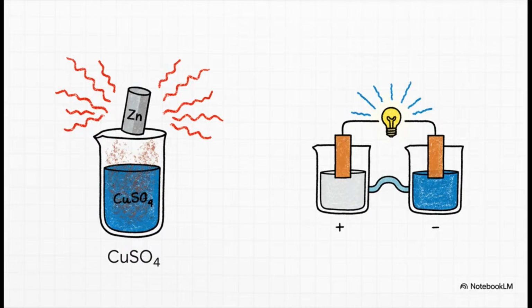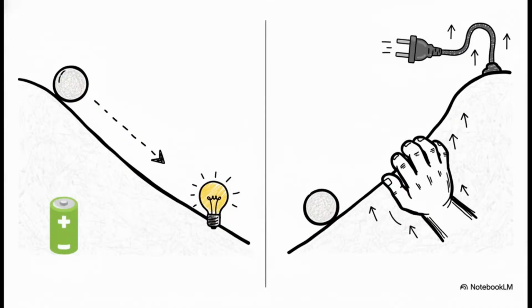So the only way for the electrons to get from the zinc to the copper is to travel through that wire. And a flow of electrons through a wire, well, that's what we call electricity. We've captured that chemical energy and turned it into useful work. So wait, Grace, just to make sure I'm getting this, in a battery, what you're saying is the reaction is just happening on its own, kind of like a ball just naturally rolling downhill?